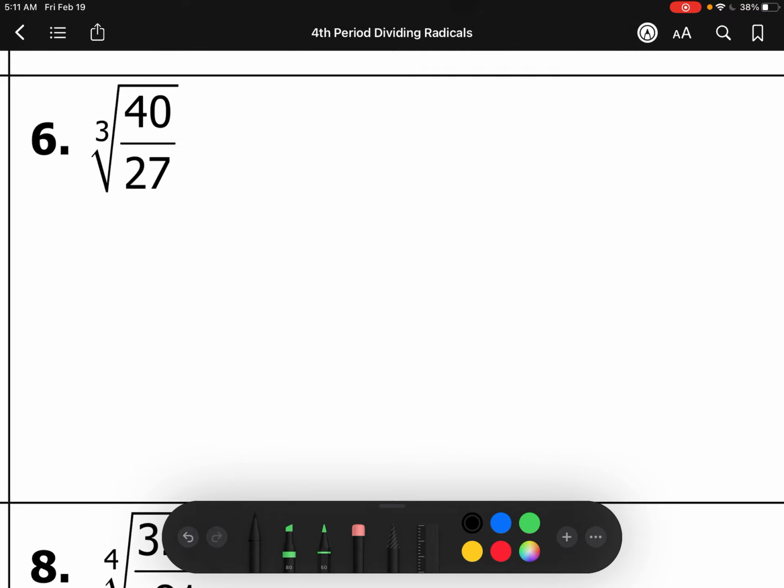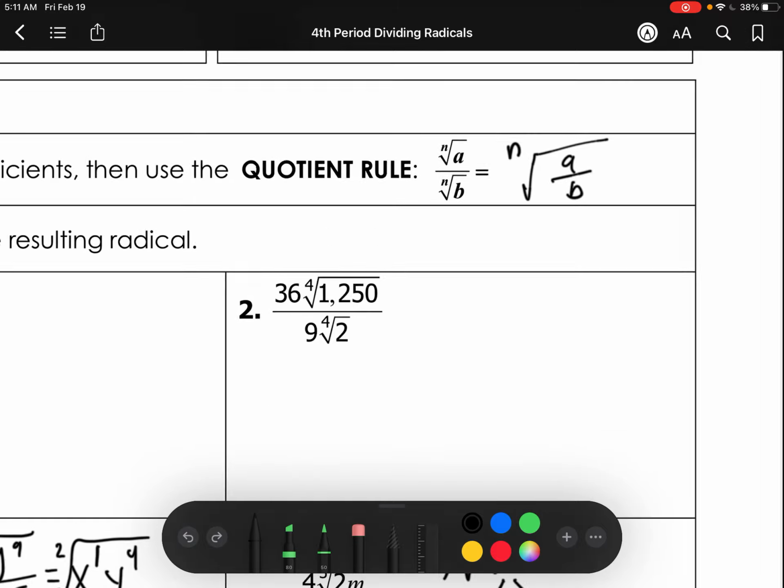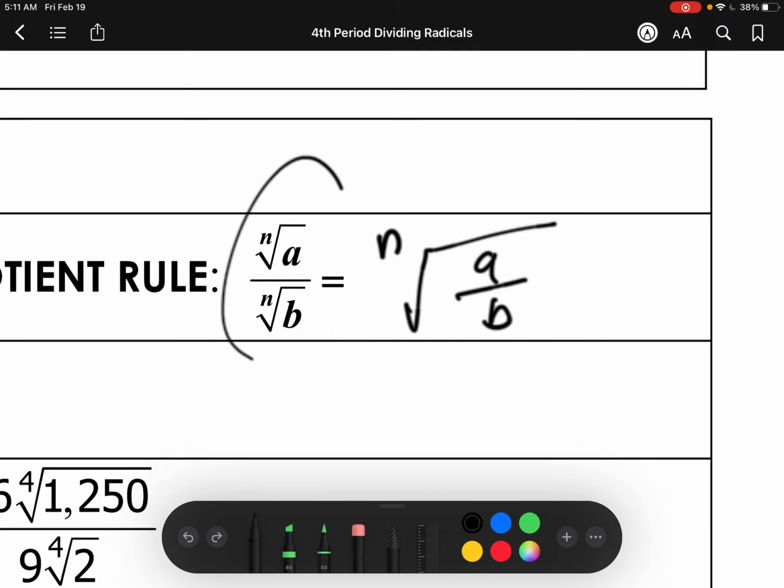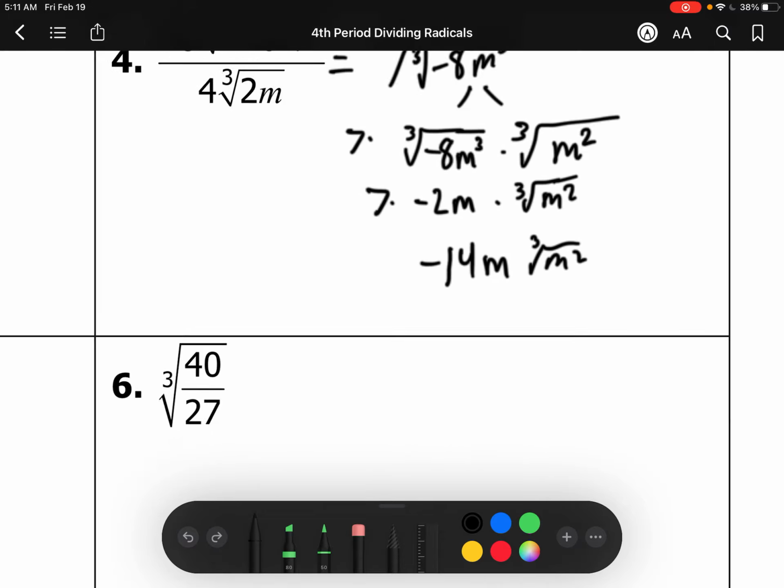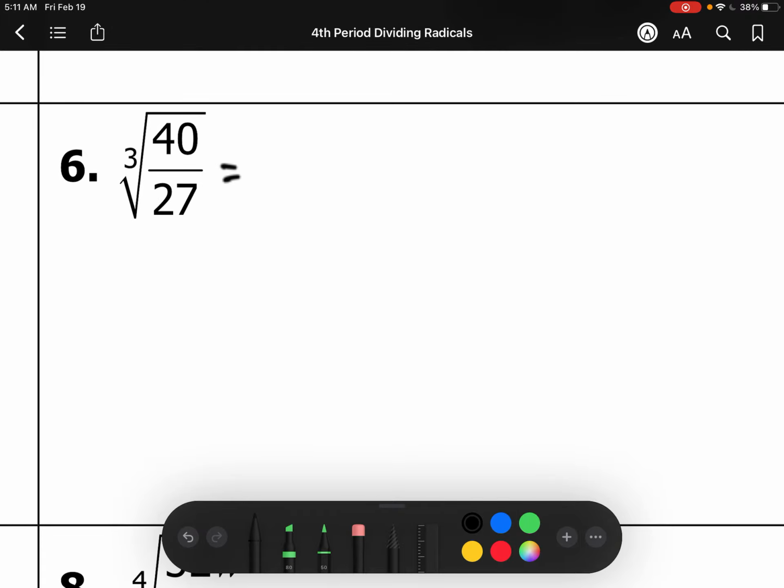Number 6, if you look at number 6, we cannot divide 40 by 27, right? It is not an even number. You would get 1 point something, right? And then we can't take the cube root of 1 point something. So instead, this time we're going to go from this format to this format, right? So we have it all under one radical. We're going to switch it up into 2 radicals. So we're going to change this into the cube root of 40 over the cube root of 27, right?